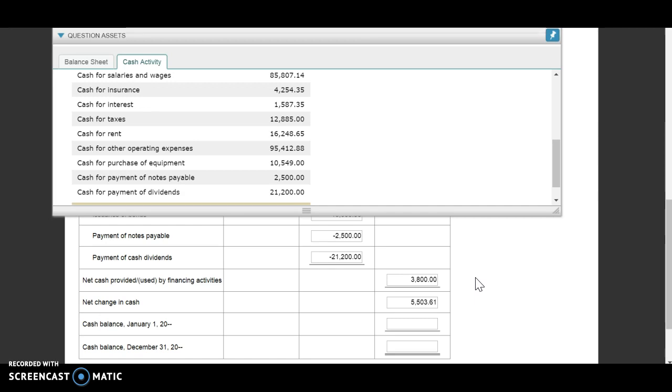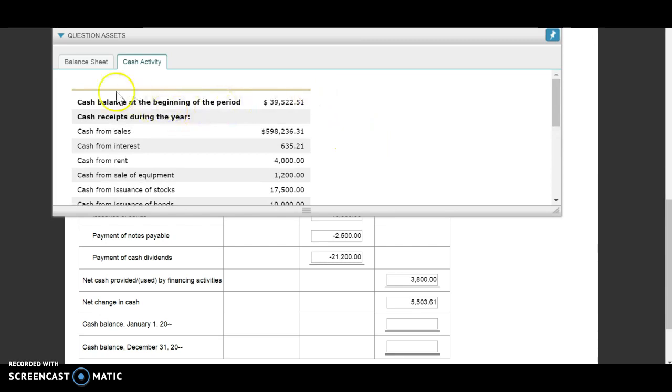Okay, next it says my cash balance on January 1st. They do give us that on our tab of our cash activity. At the very top, it says cash balance at the beginning of the period. I'm going to put in 39,522.51. Now, my net change in cash, that was positive, so I'm going to add these two numbers together. And that gives me a cash balance of 45,026.12.